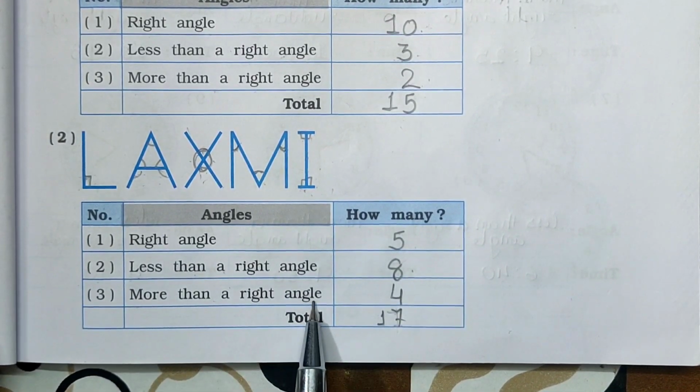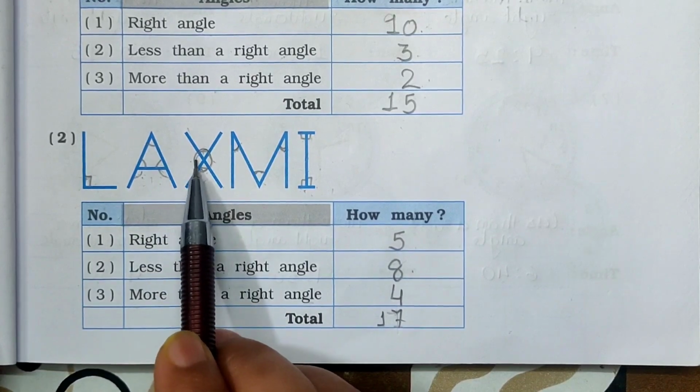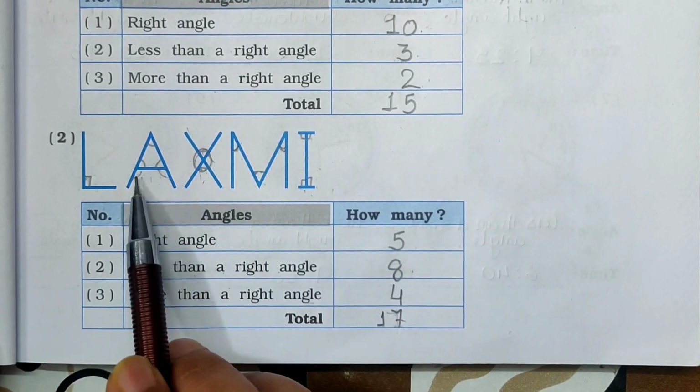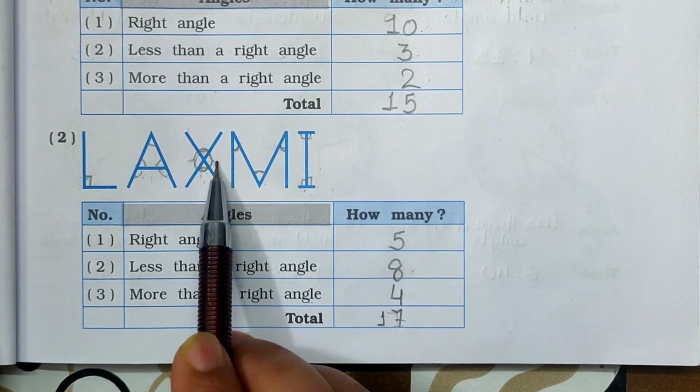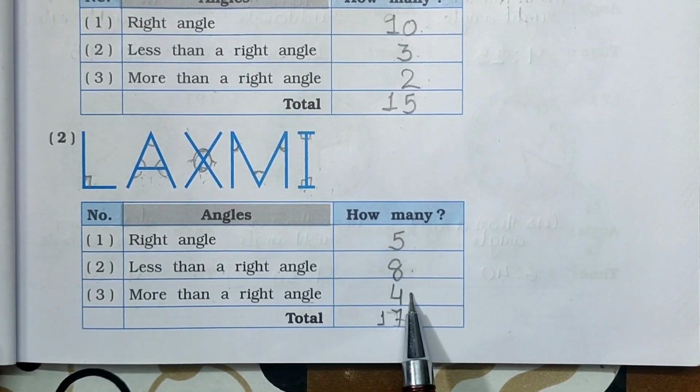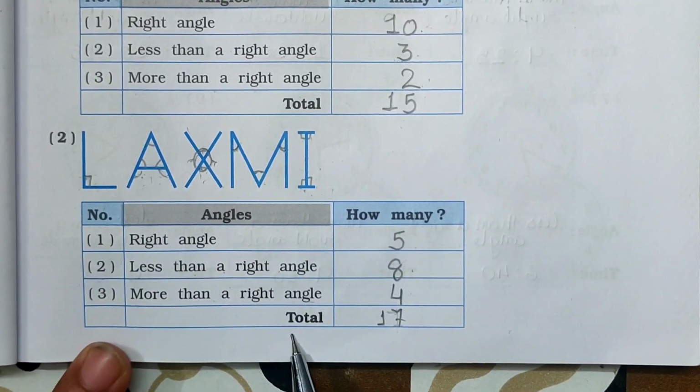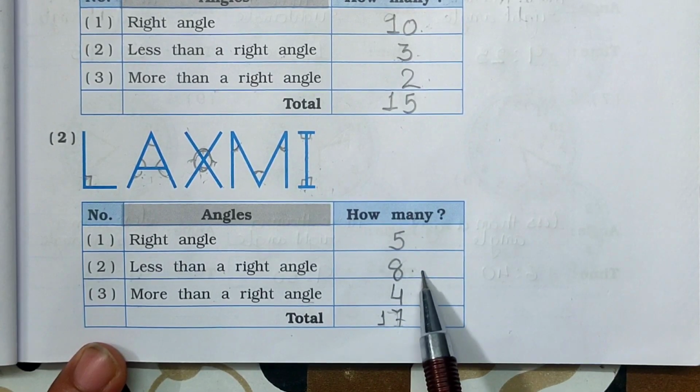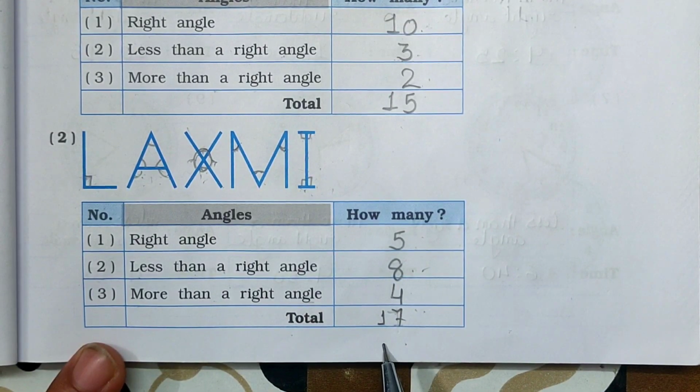More than a right angle: 1, 2, 3, 4. Okay. 1, 2, 3 and 4. So write down here 4. Now we have to write down the total. So 5 plus 8 plus 4 is 17. So write down here 17. Now we will see the next page.